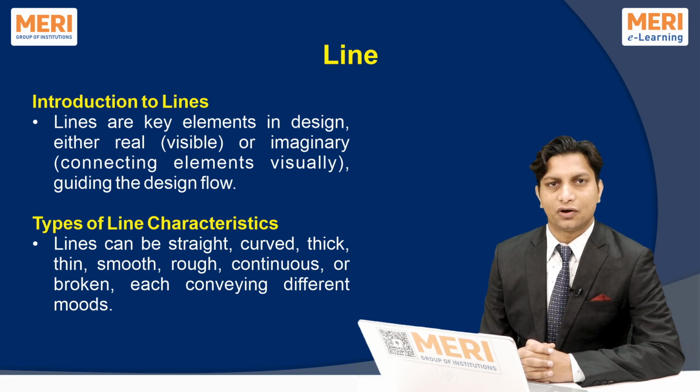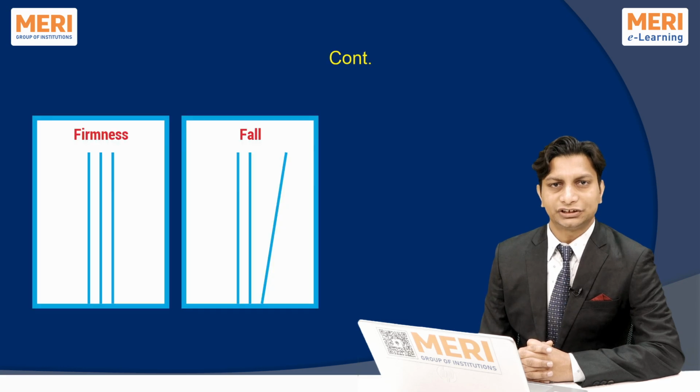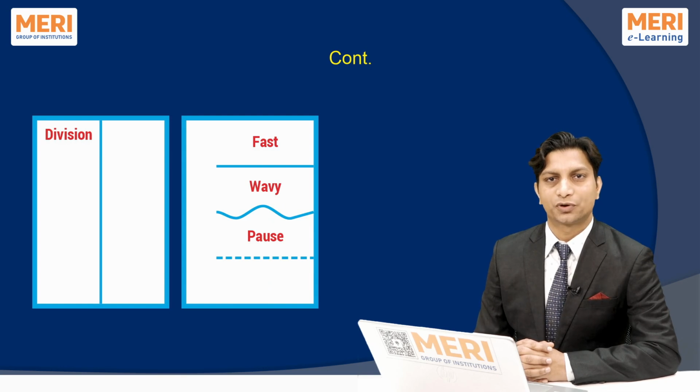Lines can be straight or curved, thick or thin, smooth or rough, continuous or broken, and real or imaginary. Each type of line evokes a different mood or meaning in a design. Horizontal lines, for instance, can convey a sense of calm or speed, like the calm of the sea or the speed of an arrow. Vertical lines suggest strength, similar to the sturdy support of a pillar or the solid branch of a tree. Straight lines provide a sense of direction and order.